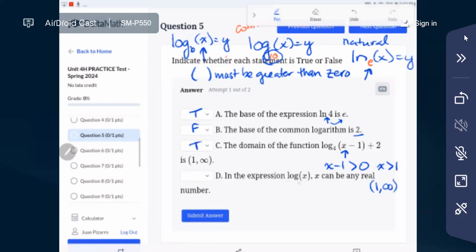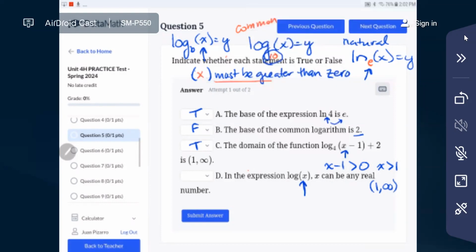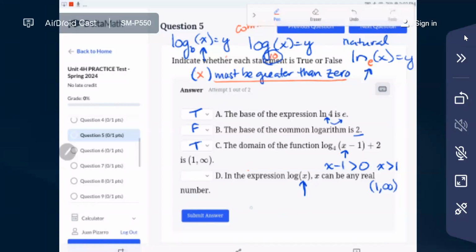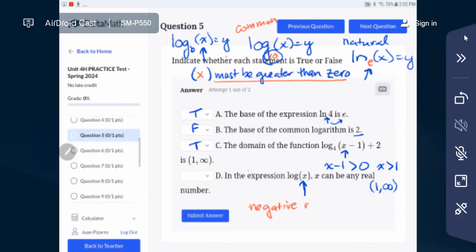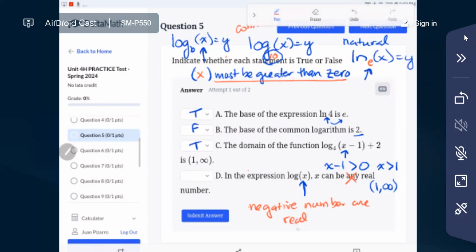The expression log x can be any real number. So x can be any real number. Now, I just showed up here that this x must be greater than 0. Negative numbers are real numbers, and they can't be used in there. So this any real number is wrong because negative numbers cannot be used. So that one is also false. So you have true, false, true, and false.